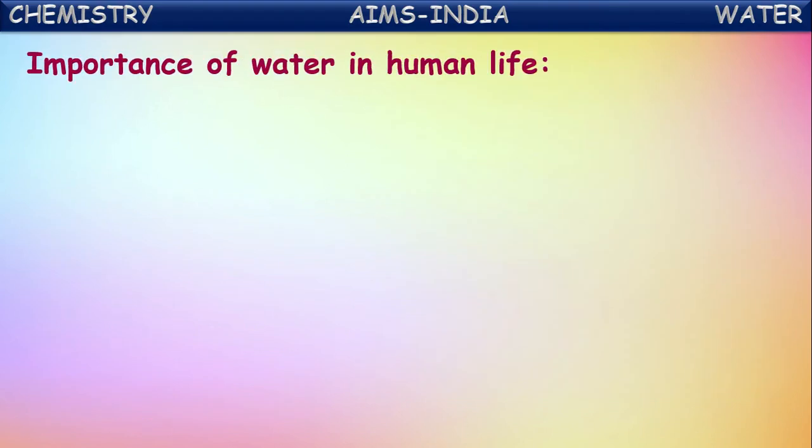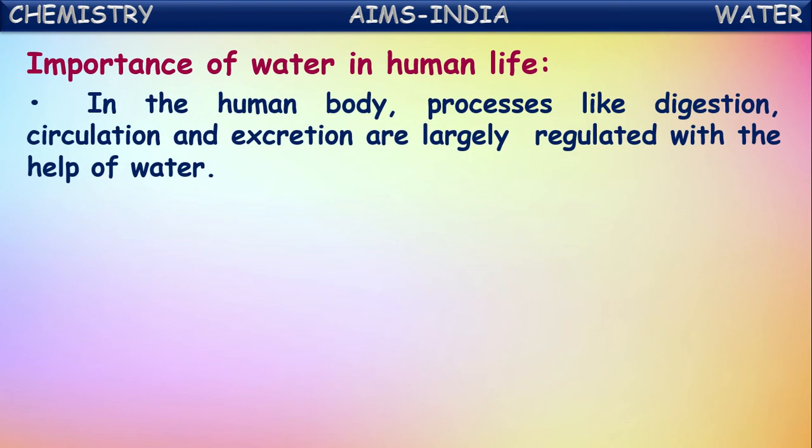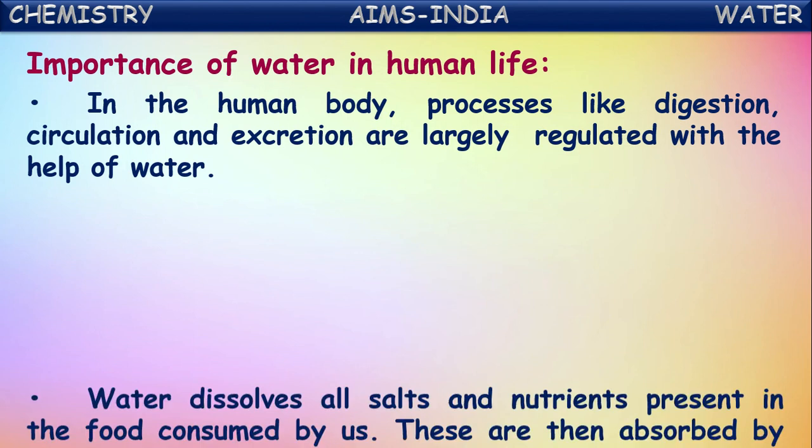What is the importance of this water in human life? Is it useful to us? Of course, it is very important. In the human body, processes like digestion, circulation, and excretion are largely regulated with the help of water. Yes, for the digestion of food which we have taken, for the circulation of fluids and food, and for the excretion of waste materials. In all these processes, water is very helpful.